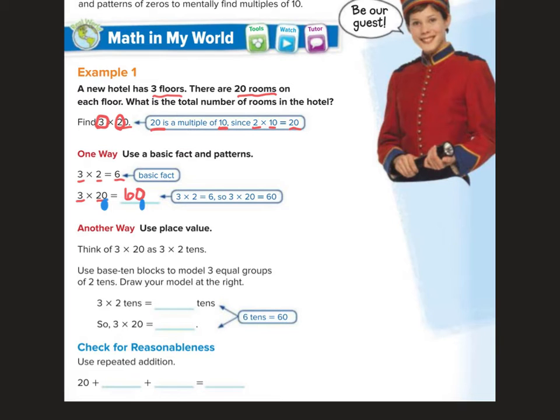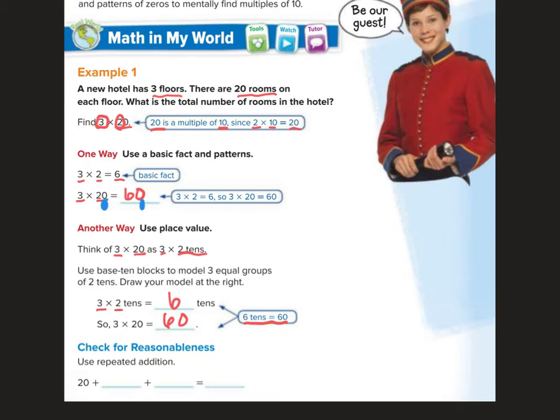Another way is to think about it using place value. So I can think of 3 times 20 as 3 times 2 tens. Then I could just say, well, 3 times 2 tens would be 6 tens. How much is 6 tens worth? 6 tens are worth 60. So that would mean 3 times 20 would be 60. So that's another way to think about it using place value.